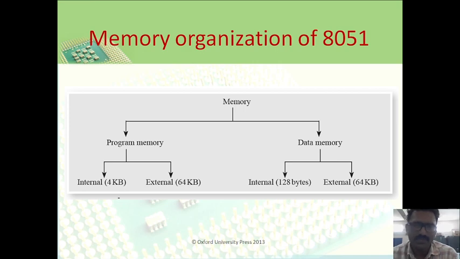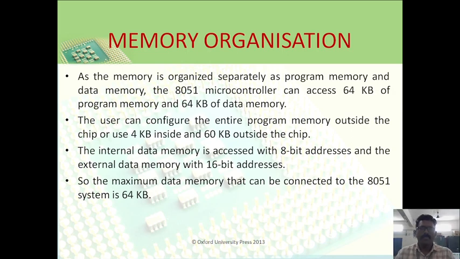Coming to the memory, it has two parts, divided into program memory and data memory. The program memory in the 8051 microcontroller is 4 KB of ROM internal, external 64 kilobytes; internal RAM is 128 bytes, external 64 kilobytes. As the memory is organized separately as program memory and data memory, the 8051 microcontroller can access 64K of program memory and 64K of data memory.